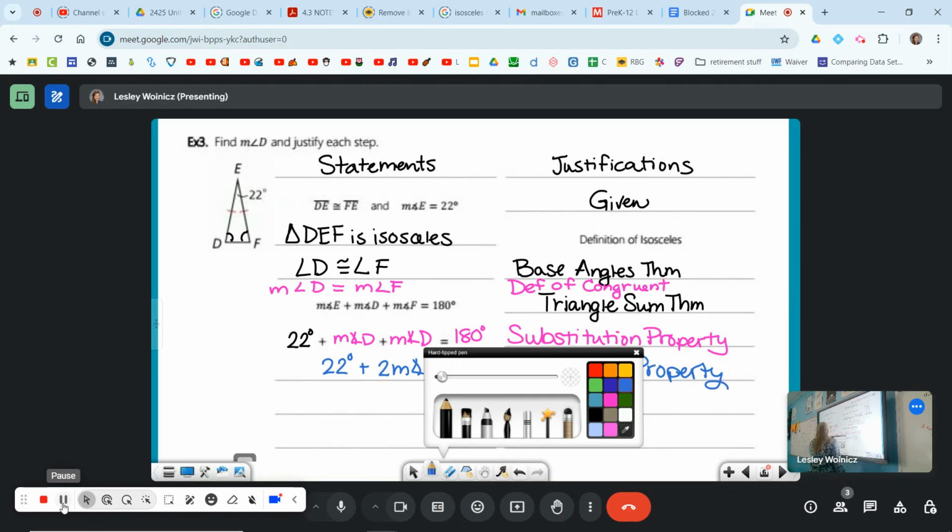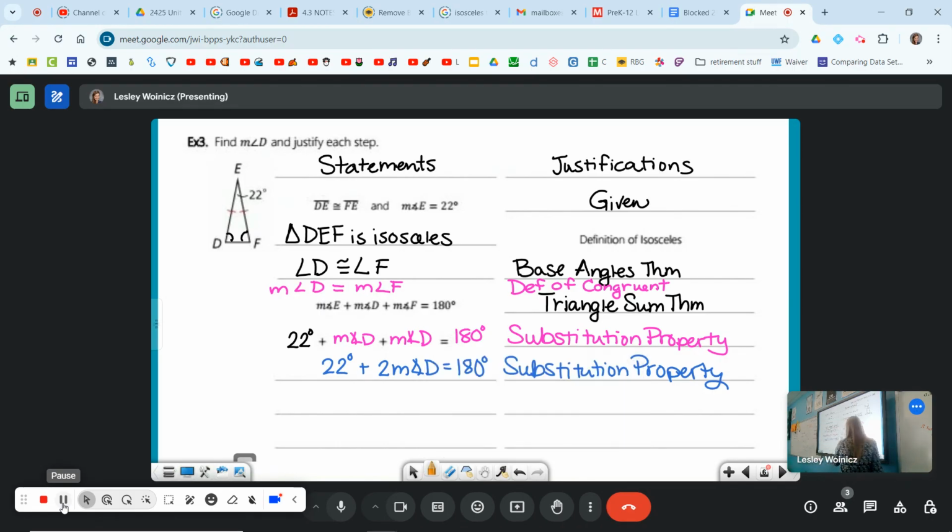All right. Okay, now tell me yours. Did you say 158? We could have done this one first and then combined the like terms. So this one is substitution property again. Nope, I lied, it's not. What is it? Subtraction property of equality.